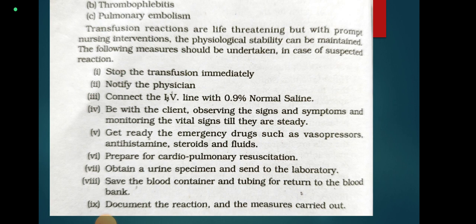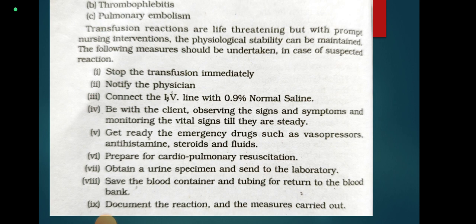hematoma at the site of the needle, thrombophlebitis, pulmonary embolism. Transfusion reactions are life-threatening, but with prompt nursing intervention, the physiological stability can be maintained.